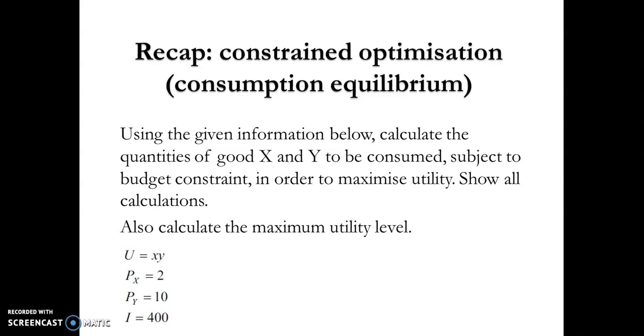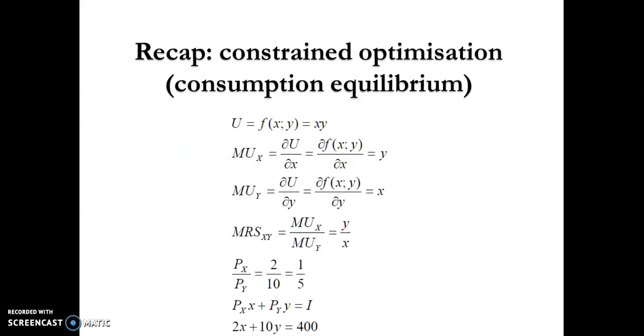So based on what you learned last week, you would go ahead to find the marginal utilities of the two goods by using partial differential calculus, getting your first order partial derivatives with respect to X and Y respectively. And from that, your ratio of your marginal utilities gives you your marginal rate of substitution. And that is the slope of your indifference curve. Then you also had your price ratio, and here you also have your budget constraint.